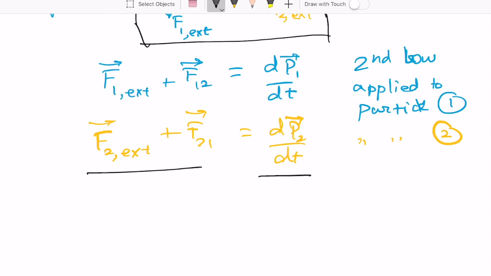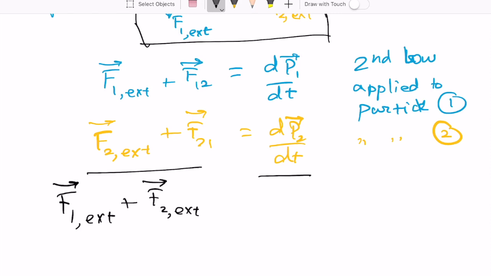So if we add them up, we'll get F1 external plus F2 external plus F12 plus F21. Can you tell me what's the result of adding F12 plus F21? Clearly the answer is 0, because F12 and F21 have to be equal and opposite. They are equal and opposite forces, right? By Newton's third law, these two forces are an action-reaction pair, so they have to be equal and opposite.